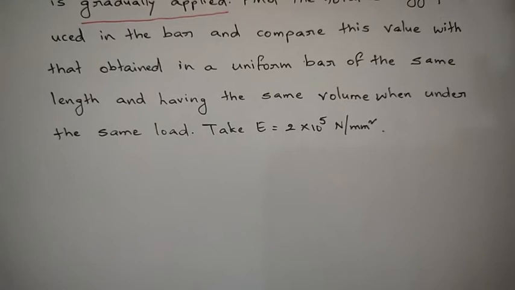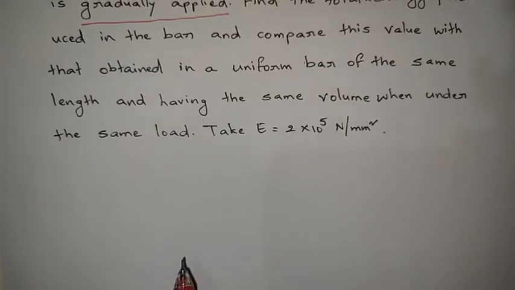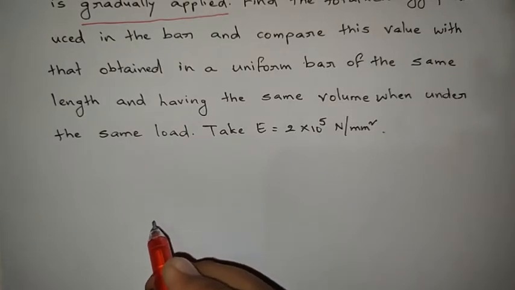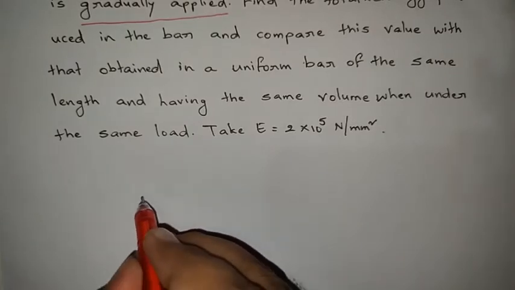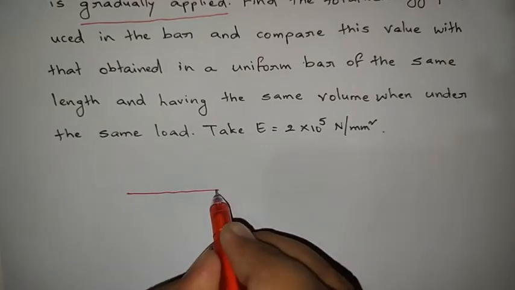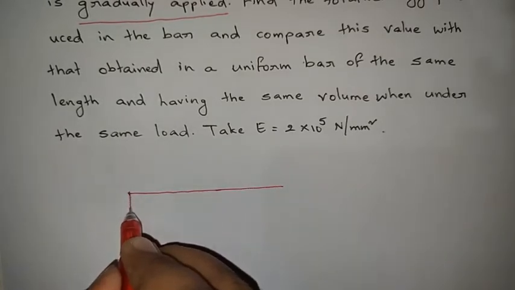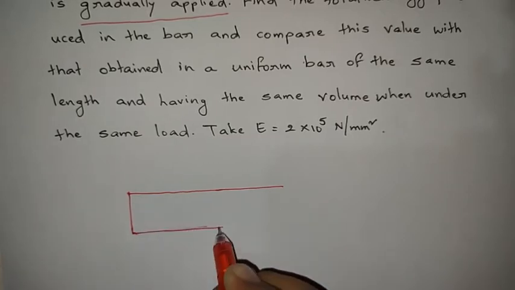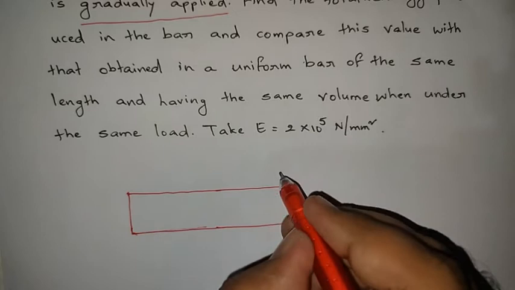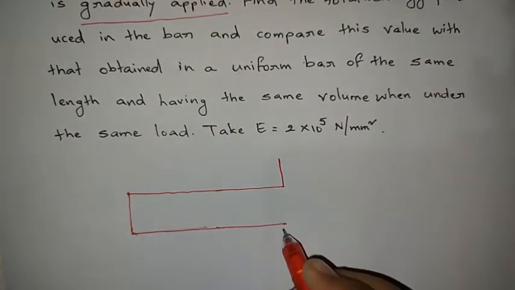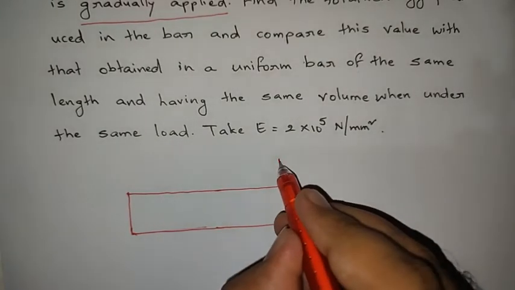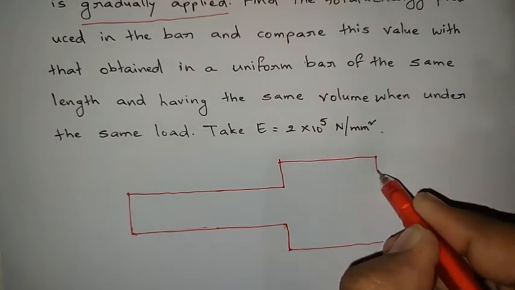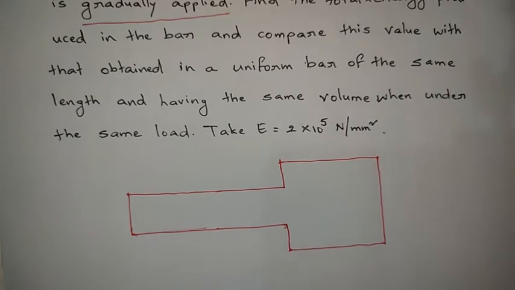He has given the total length of the bar as 5 meters, but for up to a length of 3 meters the cross-sectional area is 10 centimeters square. Up to 3 meters of length the area is only 10 centimeters square, but after that, for the remaining 2 meters, the area will be 20 centimeters square. So the area is increased. That's why I have drawn it like this, right?